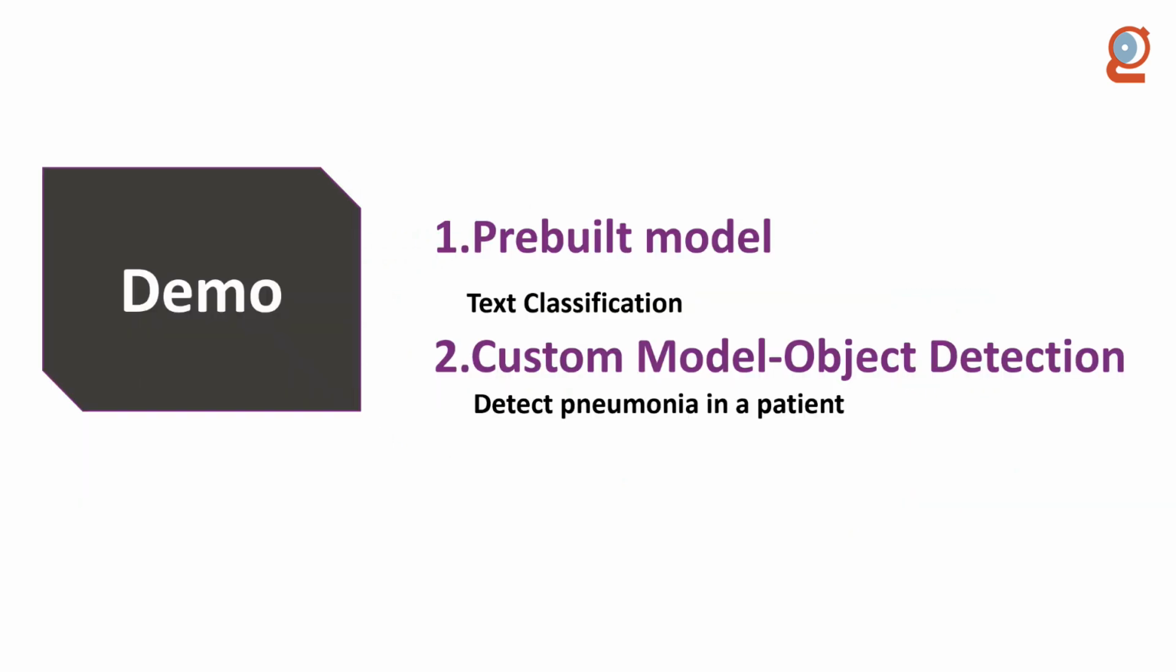And finally, I'll try to do a demo in the next 10 minutes about custom model object detection. We're going to see if we can detect pneumonia in a patient. Some of the things that I learned while I was doing this demo was that one with clear lungs is pneumonia negative, and one with a chest that is kind of closed is pneumonia positive.